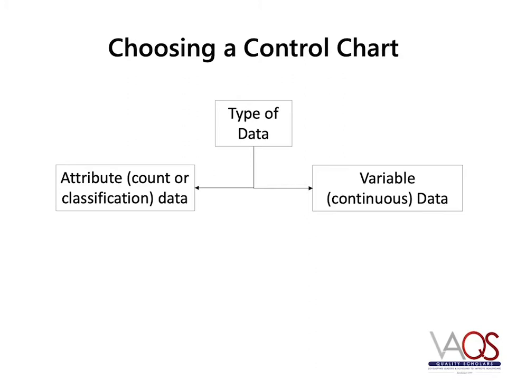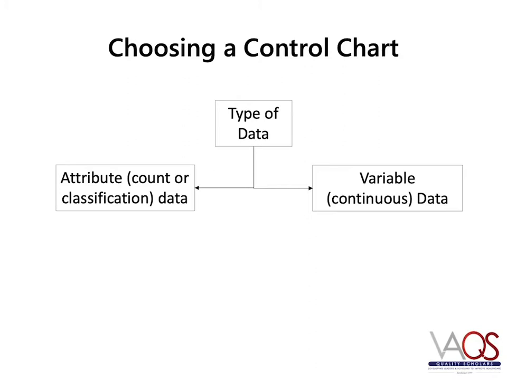Examples of attribute data include a count of the number of falls on a specific unit and the percentage of patients who receive appropriate cancer screening. Variable data is continuous data. Continuous data is quantitative data that uses a measurement scale.